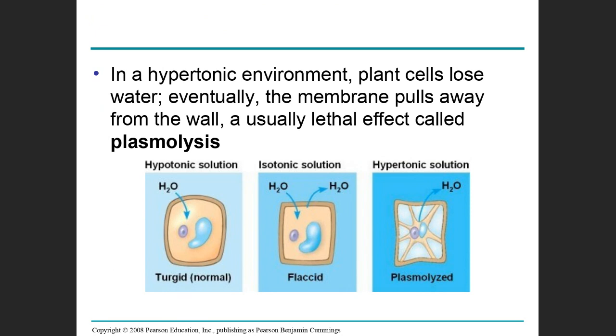In an isotonic solution, where the concentration of the water on the outside is the same as on the inside of the cell, there's no net movement of water. That's bad for plants. They start to wilt because they need water to move into the cell. If there's no net movement, then those cells will get soft, right? They'll get flaccid. And then if you use a hypertonic solution like salt water to water your plants, then the plasma membrane shrinks and pulls away from the cell wall. And we call that plasmolysis.